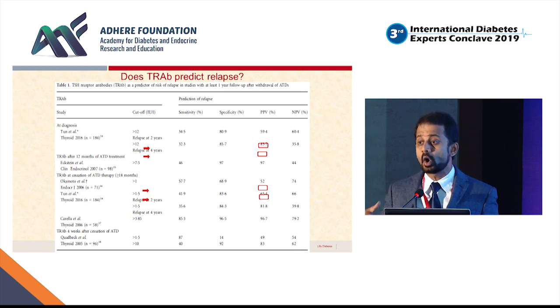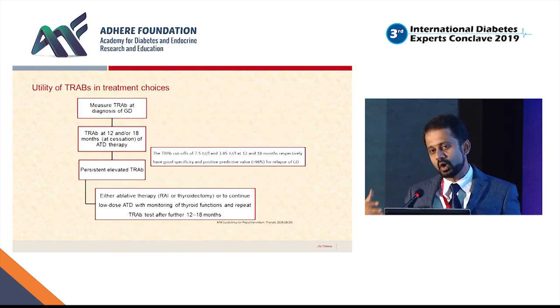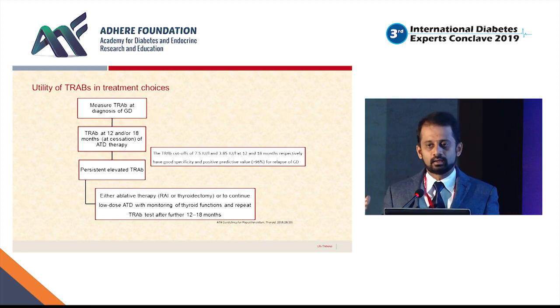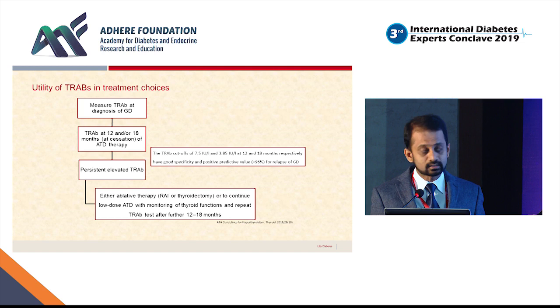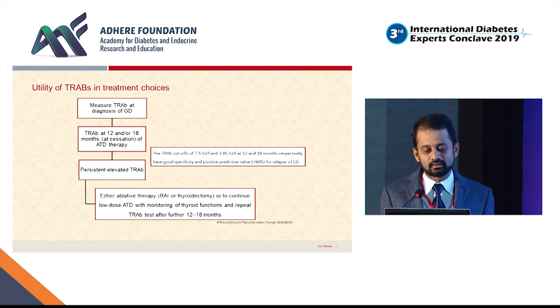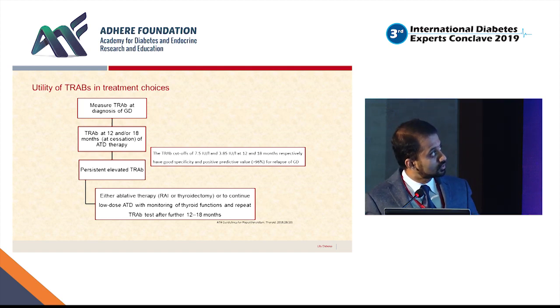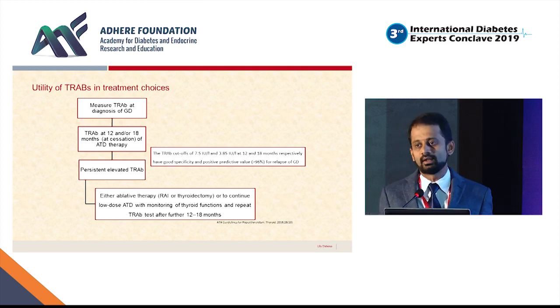But when you want to monitor the progress and explain the possible progression, then you need to do it. There is a direct relationship between relapse and TRAB. So even after stopping 12 to 18 months of therapy, you do a TRAB level. Based on that, if there is a persistent TRAB level, then you have to go for radioactive iodine therapy if you get the relapse back, which you normally tend to get if the TRAB antibodies are positive.